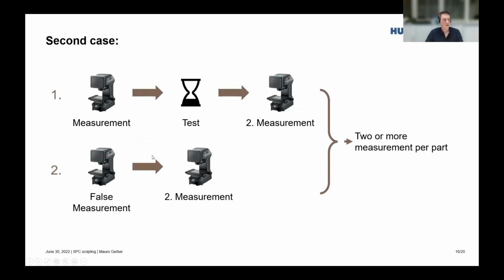Second use for writing something back is if we have a measurement, we make a test with it, like an environmental test or endurance test, and make a second measurement. I have the same part with two measurements. Or I have a false measurement, like something went wrong. I retake the measurements, and the second measurement is actually what counts.